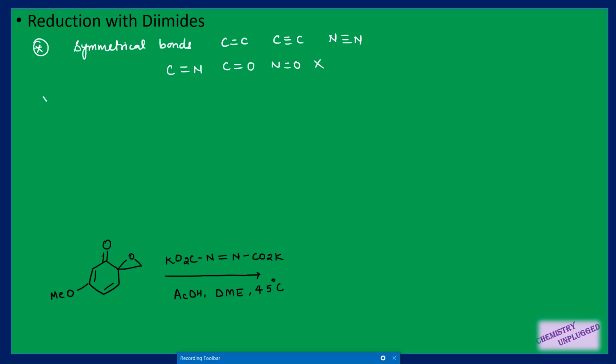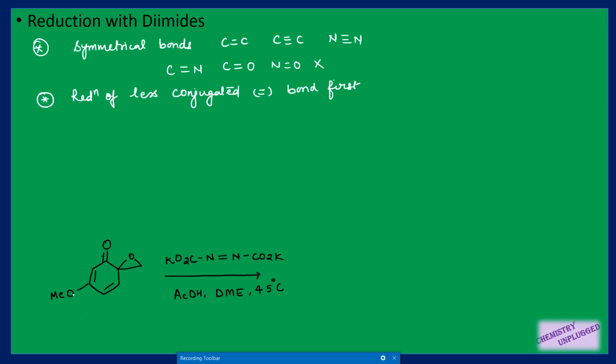Then the second important point is it will do reduction of the less conjugated double bond first. Meaning if you have two options, two types of double bonds, one is more conjugated and another one is less conjugated, then reduction of the less conjugated double bond will be done first.